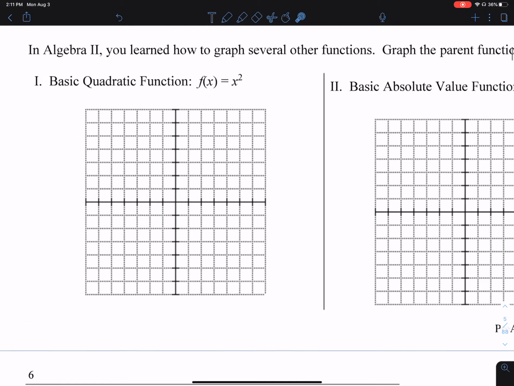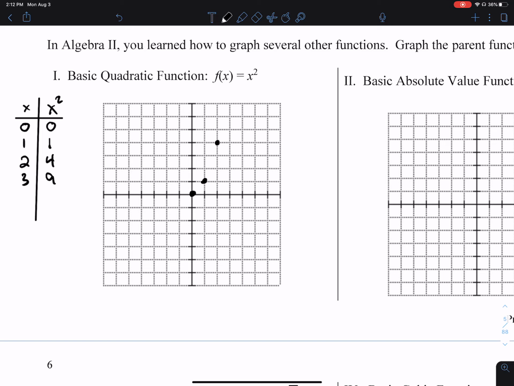This is the parent graph of a parabola, y equals x squared. Make a little table to the side just to show you where these numbers come from. Okay, x values and y values. If I put 0 in, what's 0 squared? Well, that's 0. If I put a 1 in, 1 squared is 1. If I put a 2 in, 2 squared is 4. If I put a 3 in, 3 squared is 9. That would be all the way up here someplace. I won't put that in.